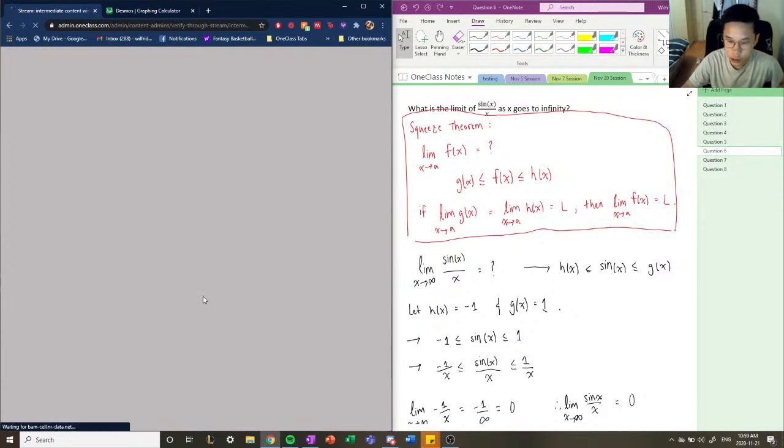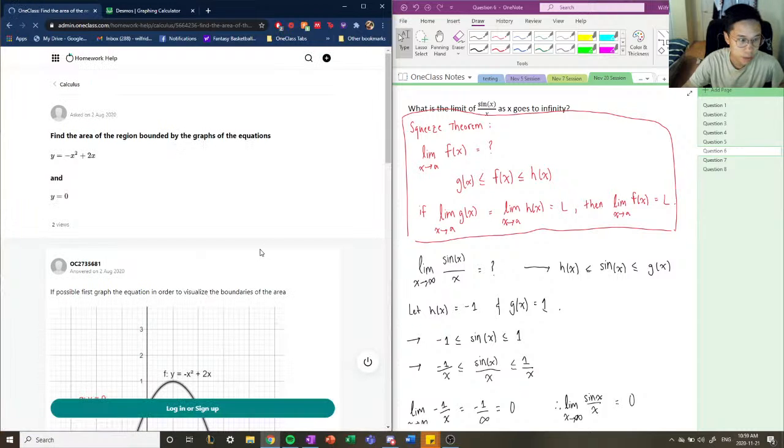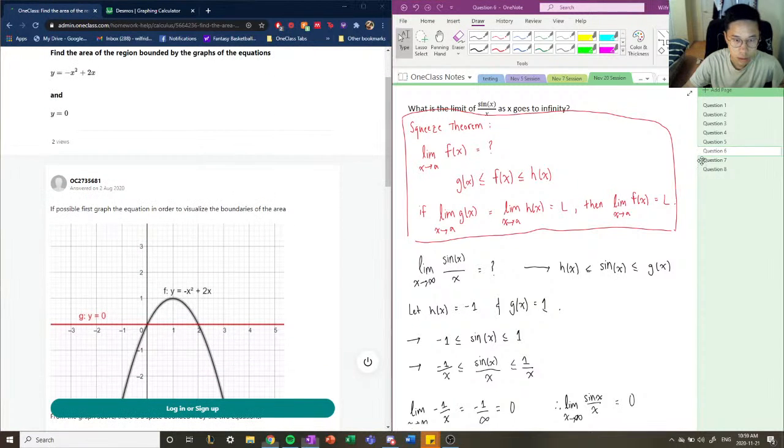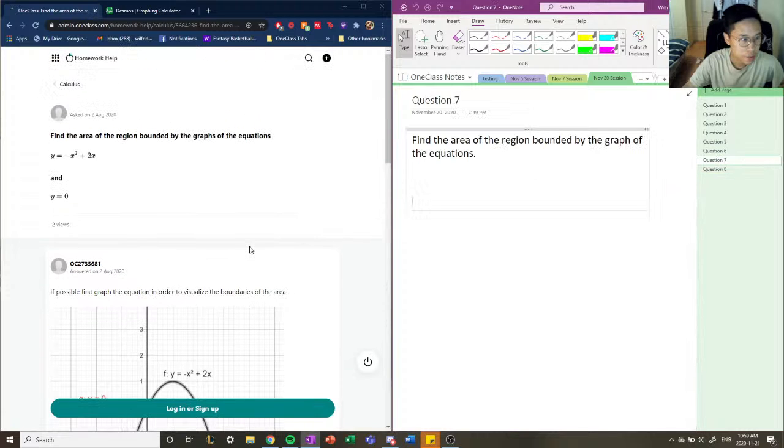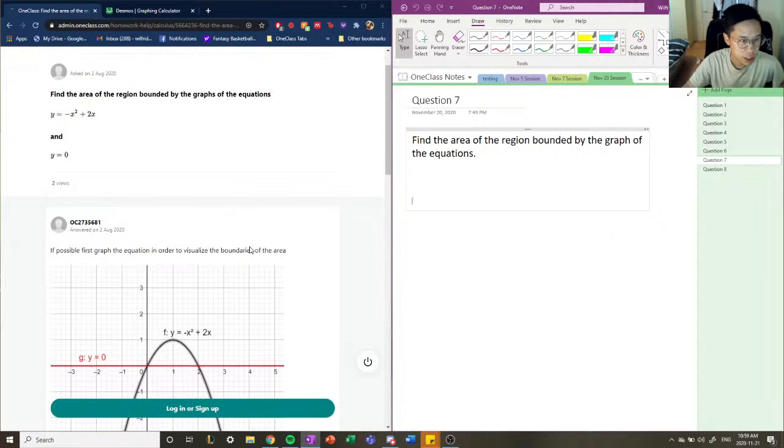All right, let's move on to question number 7 here. Okay. So question number 7 reads, find the area of the region bounded by the graphs of the equations y equals negative x squared plus 2x and y equals 0.